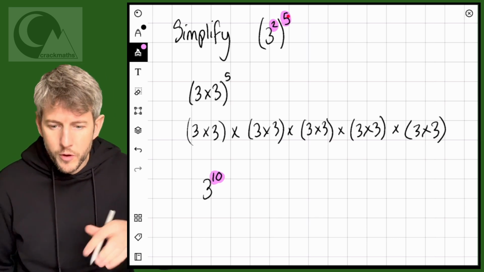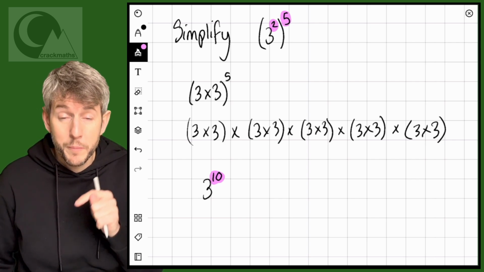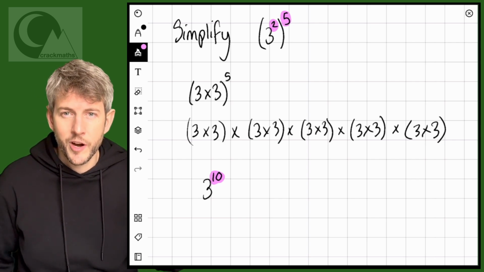Okay, let's do one more of these, and then I'm going to do one more question from the practice list, and then we'll look at the scenario section.